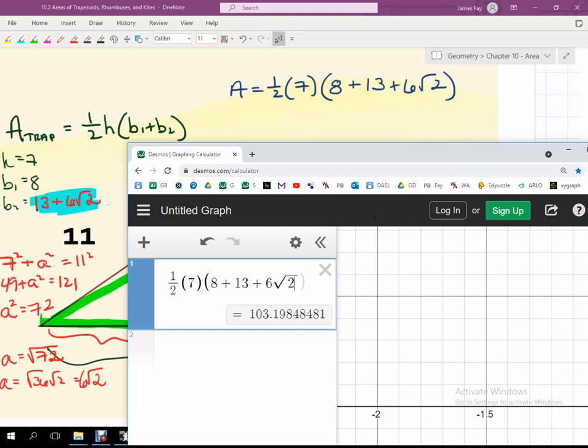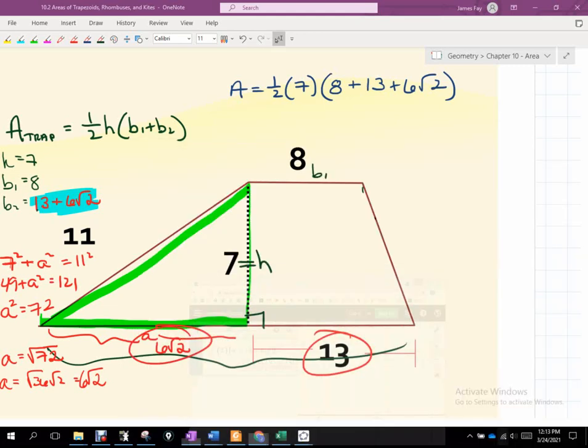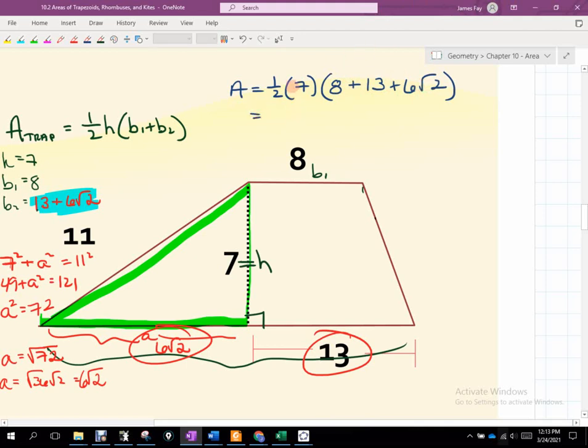Okay? Now, if they want it in a simplified version, then I got to do a little bit of work here. Okay? First thing I would do is go look through and find combined like terms. See if there's anything that's similar. Can I add those together? So I'll have 1/2 times 7 times 21. Sorry, 20. It is 21. I don't know. 21 plus 6 radical 2.